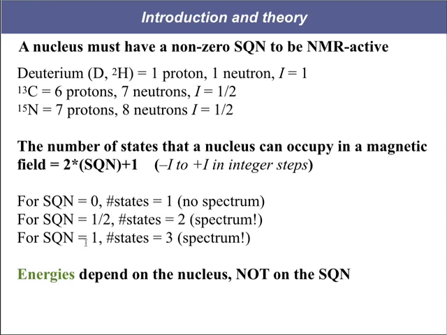For a spin quantum number of 1, your number of states is 2 times 1 plus 1, which means we have 3 states. So now we can observe the spectrum as the nuclei transition between these different states. The energies of these states depends on the nucleus type, not the spin quantum number. That's not super important here, but all that means is that there are different energy states for carbon-13 than there are for nitrogen-15 or than there are for deuterium or for hydrogen.